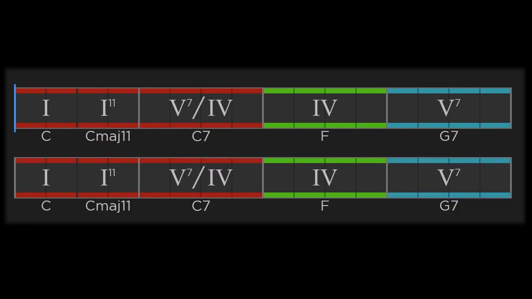Next up, we'll pair the major 11th with the dominant 7th chord. In order to accommodate this, we'll use the secondary dominant of the 4 chord. If you want to learn more about secondary dominants, we have a video in the description. Then we move to the 4 chord and finish with the 5 dominant 7th chord. Remember how this chord's notes were in the major 11th 1 chord.